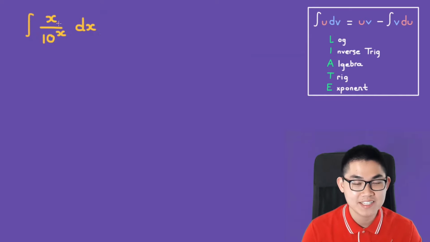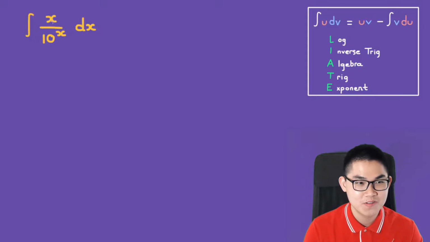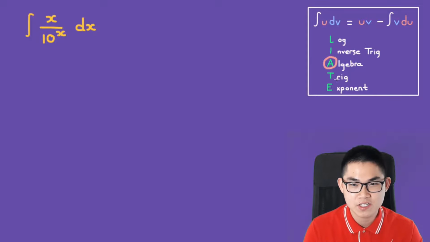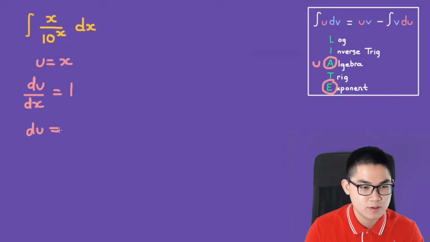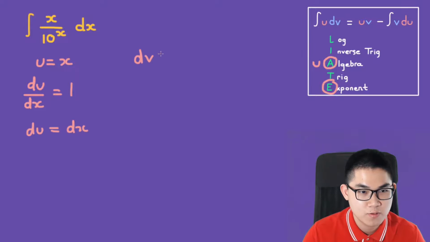The integral of x over 10 to the power of x dx. So we see two parts to this integral. First, we have the x, which is basically the algebra. And then we have 10 to the power of x. So what is 10 to the power of x going to be? Is it log, inverse trig, or exponent? Well, it is going to be an exponent because it's 10 to the power of x, right? So the first circle will be a u. So u will be equal to x. And du over dx will be equal to 1. So du equals dx. So dv will be equal to 1 over 10 to the power of x dx.